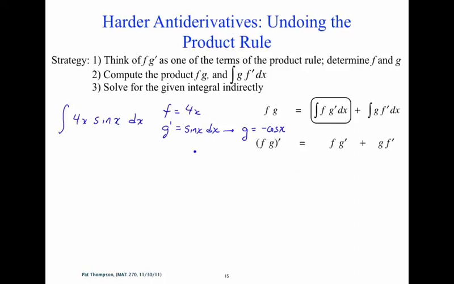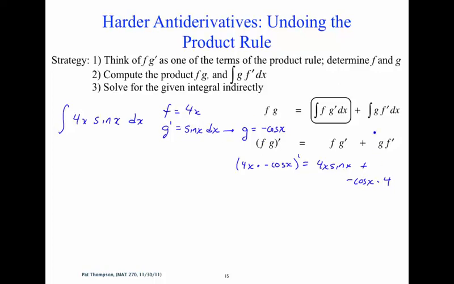Here's the deal. Let's just make sure we got this, as a check before we go on: 4x times negative cosine x. If we took the derivative of it, what would we get? The first, 4x, times the derivative of the second, which would be sine x, plus the second, negative cosine x, times the derivative of the first, which is 4. Did we get the same thing as the integral we're doing? Yes, we got 4x sine x. So our little setup here is correct so far.